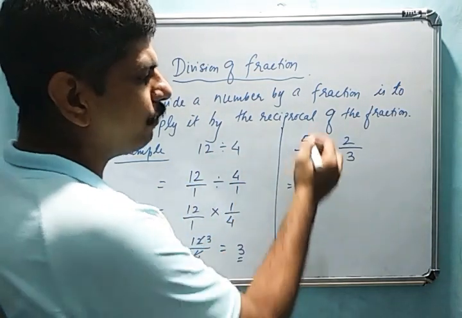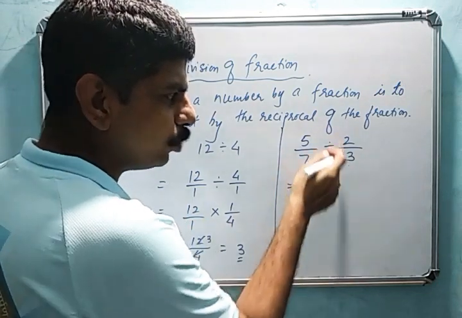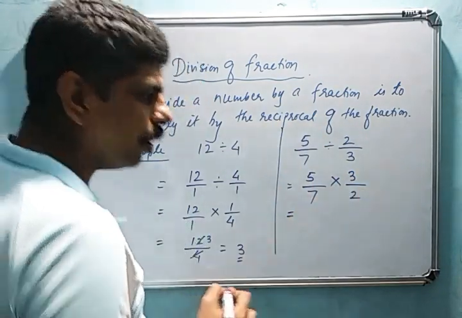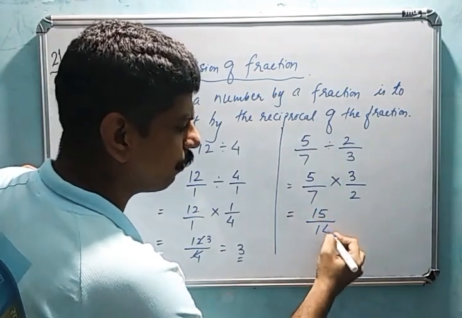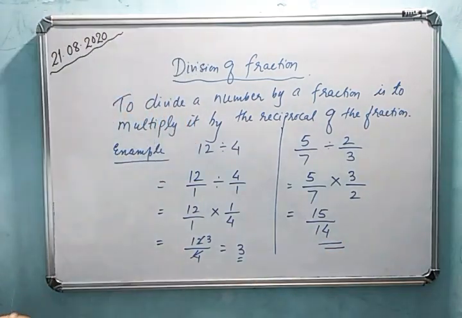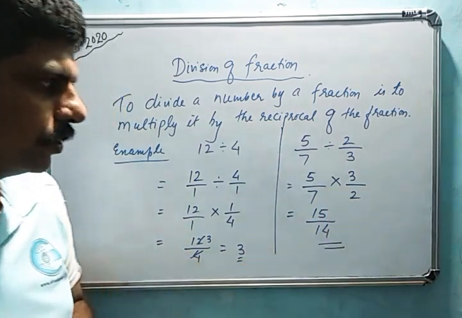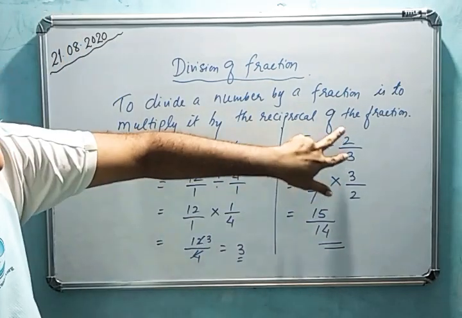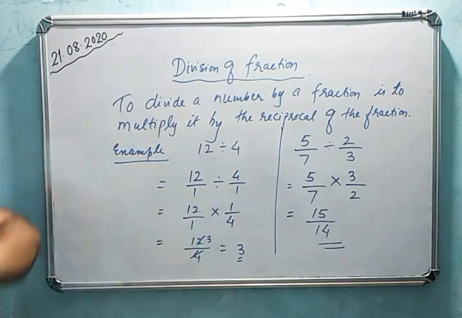Now see in this example 5 upon 7 divided by 2 by 3. In place of division I will write multiplication, and 2 by 3 is written as the reciprocal, 3 by 2. So now I have to multiply. So 5 3s are 15 and 7 2s are 14. So that means a division becomes easier for us when we write it as multiplication by the reciprocal. So we have to remember, whenever you are dividing by a fraction, multiply by its reciprocal. See, 2 by 3 is written as 3 by 2. 4 by 1 is written as 1 by 4. Is it clear?